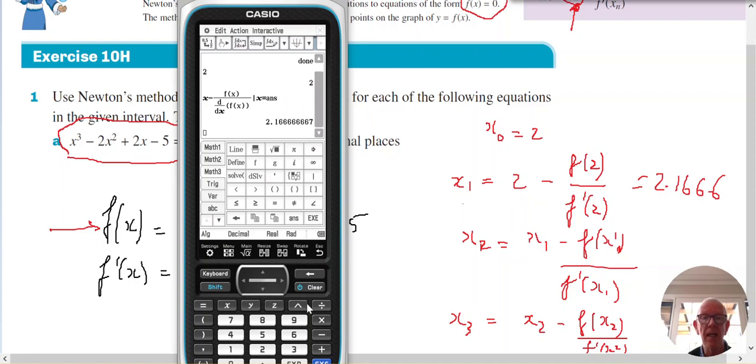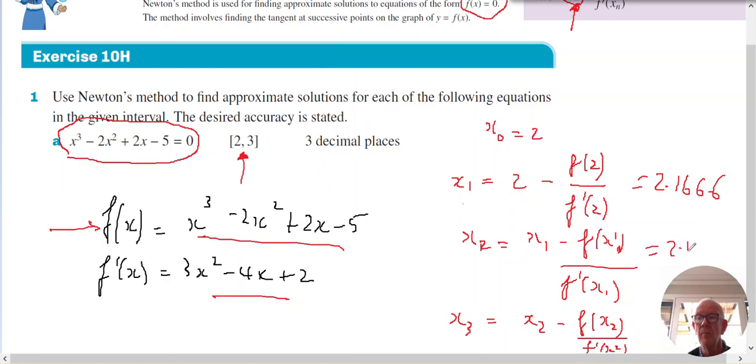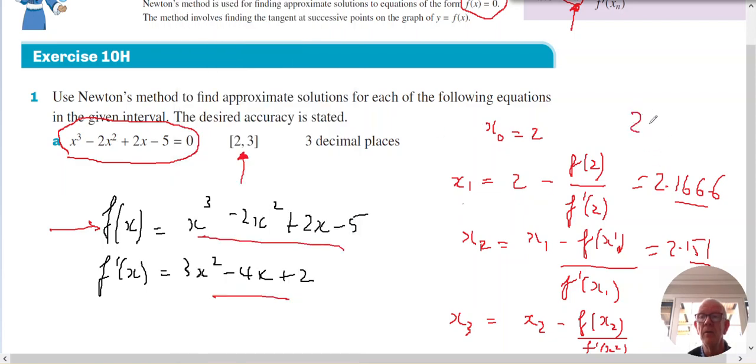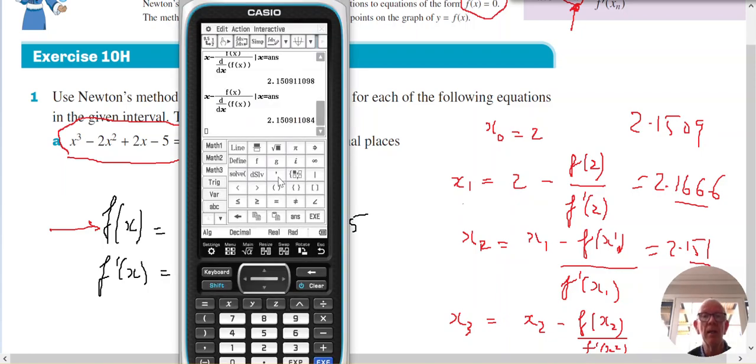When I press EXE again, it's going to do this same thing, but take 2.16666 and put it where x is. And I've got 2.151. That's not correct to 3 decimal places because in the first 3 decimal places I had a change. So I'm going to do it again. And I got 2.1509. And when I do it again, I also get 2.1509.